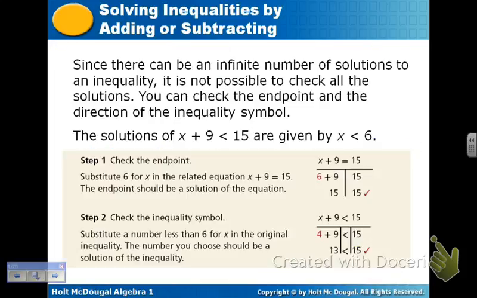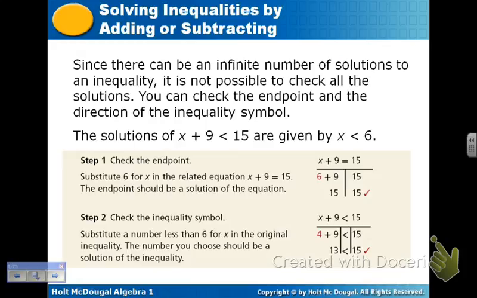Solving inequalities by adding or subtracting. Since there can be an infinite number of solutions to an inequality, it is not possible to check all of the solutions. You can check the endpoint and the direction of the inequality symbol. The solutions of x plus 9 is less than 15 are given by x is less than 6. So here, you can check the endpoint, substitute 6 for x in the related equation. This time they're using an equation rather than inequality. x plus 9 equals 15. The endpoint should be a solution to the equation.